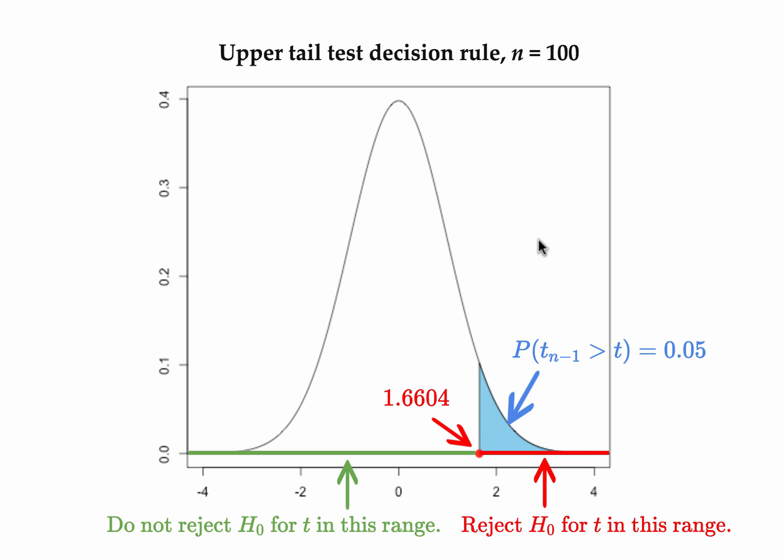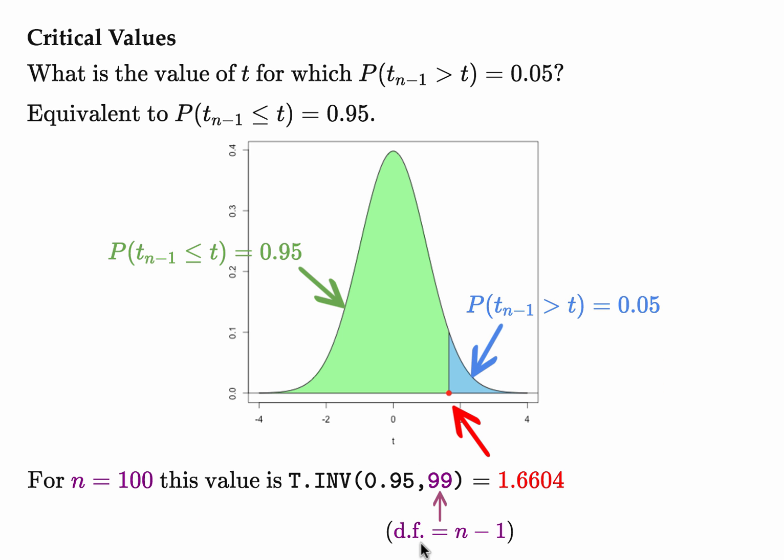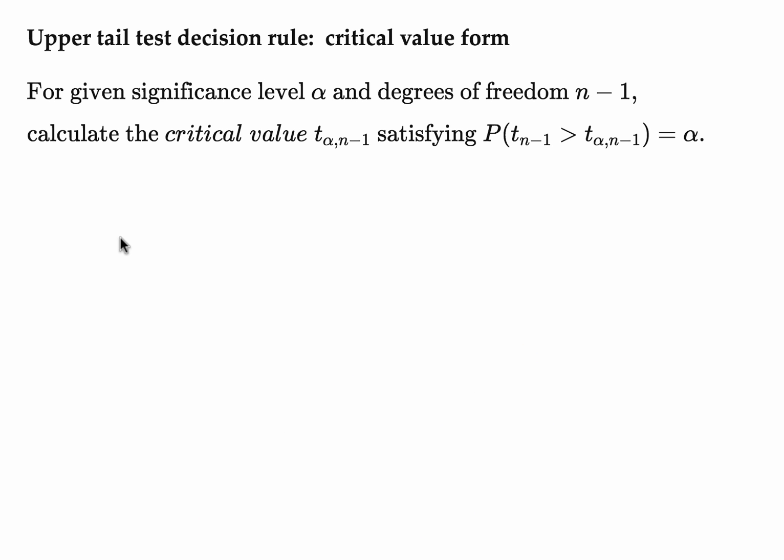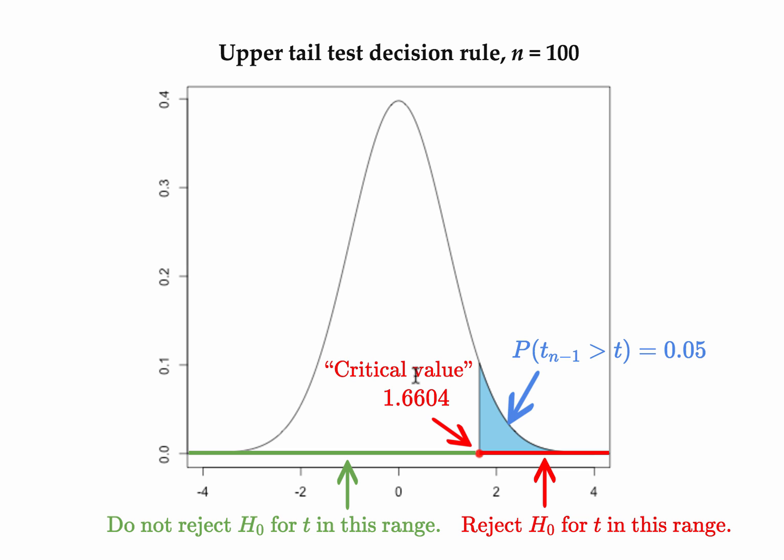So the decision rule, which before we expressed in terms of these areas under the curve, these probabilities, can now be expressed in terms of this value here. An important thing: this value is different for each value of n. Notice that we had to use the degrees of freedom to calculate this critical value. So if you've got a different sample size, you would calculate a different critical value corresponding to that sample size. So we call this number the critical value.